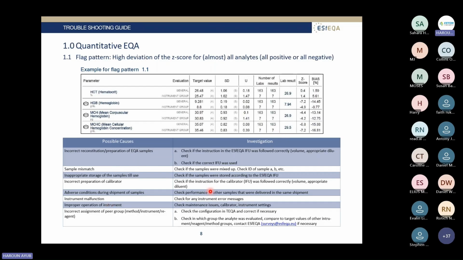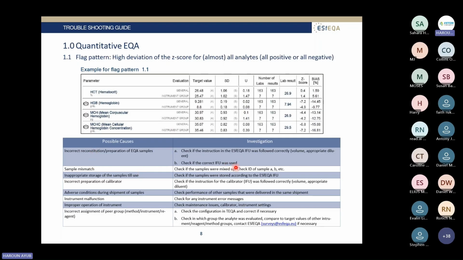So what are the possible causes? Number 1, if you incorrectly reconstituted or prepared the EQA. So check if the IFU was followed correctly, the volume, and so on. I've had a case where tumor markers are reconstituted using 3 ml, then general chemistry is to be reconstituted using 5 ml. And in your case, you come and do the chemistry one the same as 3 ml. You'll definitely have that particular bias. So if you over-reconstitute or under-reconstitute, you'll get such kind of feedback.